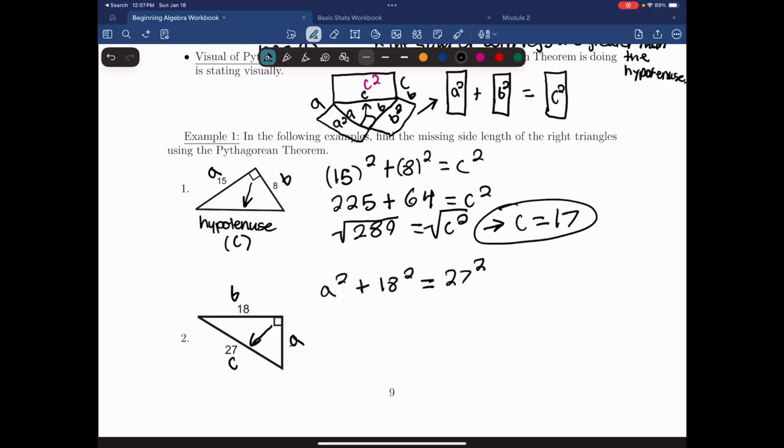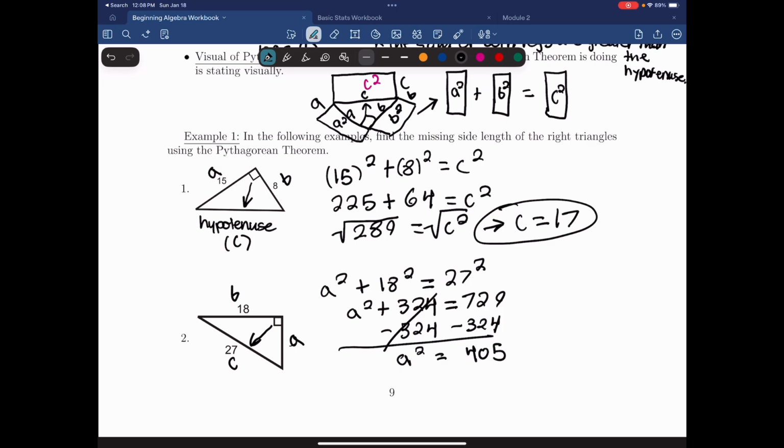So now, to solve for A, I'm going to first start by squaring 18 and 27. So we're going to get A squared plus 18 squared, which is 324, equal to 27 squared, which evaluates to 729. And then to solve for A, I'm going to subtract 324 on both sides. So this cancels, and we get A squared equals 729 minus 324, which is 405.